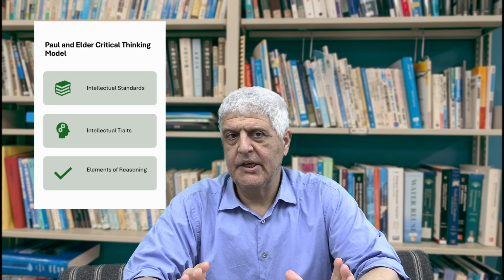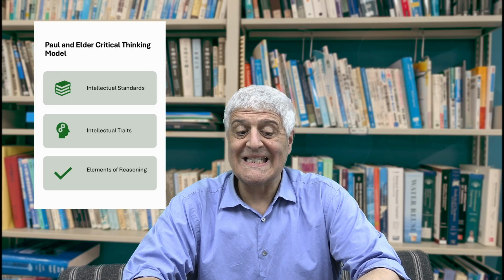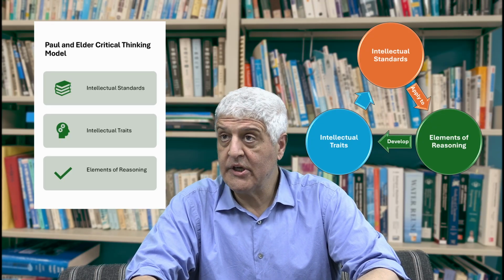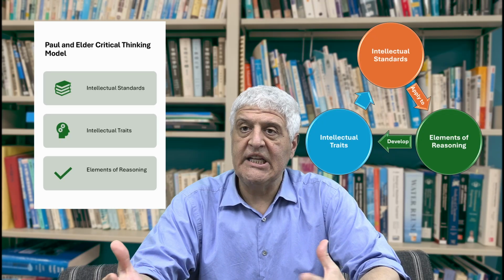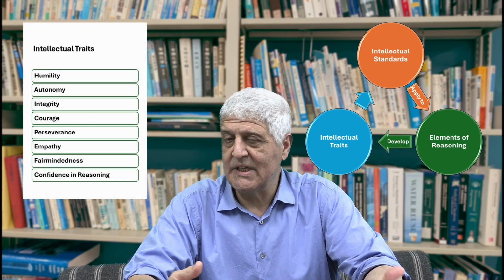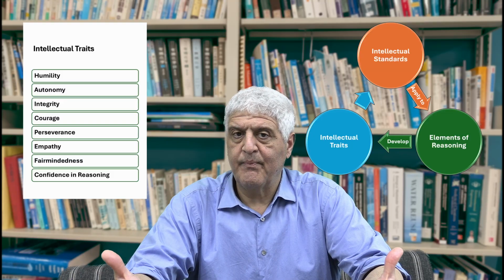Okay, great. So the connection between the three is exactly the point of the model. We select standards to apply to elements of reasoning. And why do we do that? We do that to develop the traits. Those are the intellectual traits like intellectual humility, intellectual integrity, intellectual autonomy, and the others. So those are the essence of why you would want to go through all of this effort of using critical thinking: to demonstrate or to develop your intellectual traits.